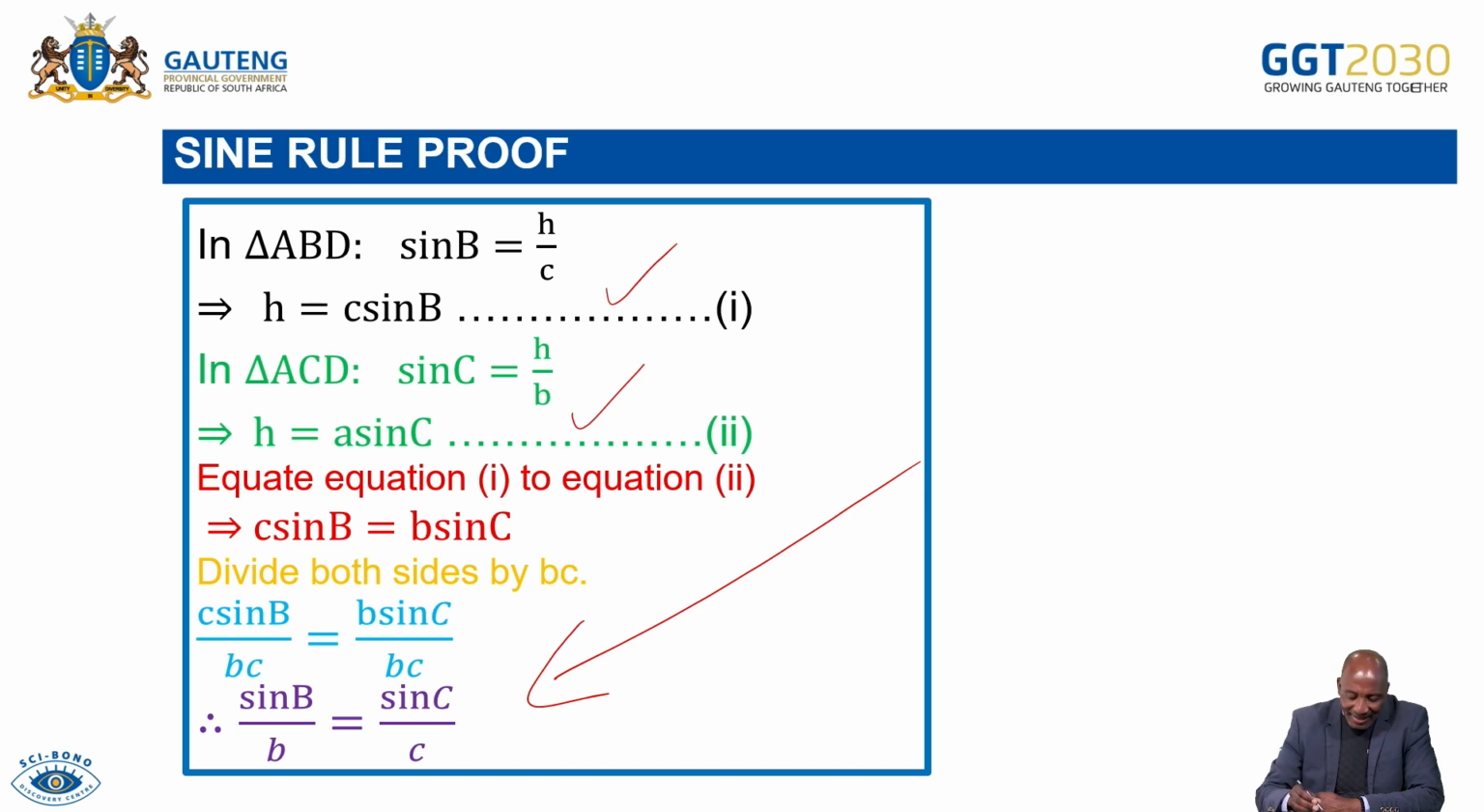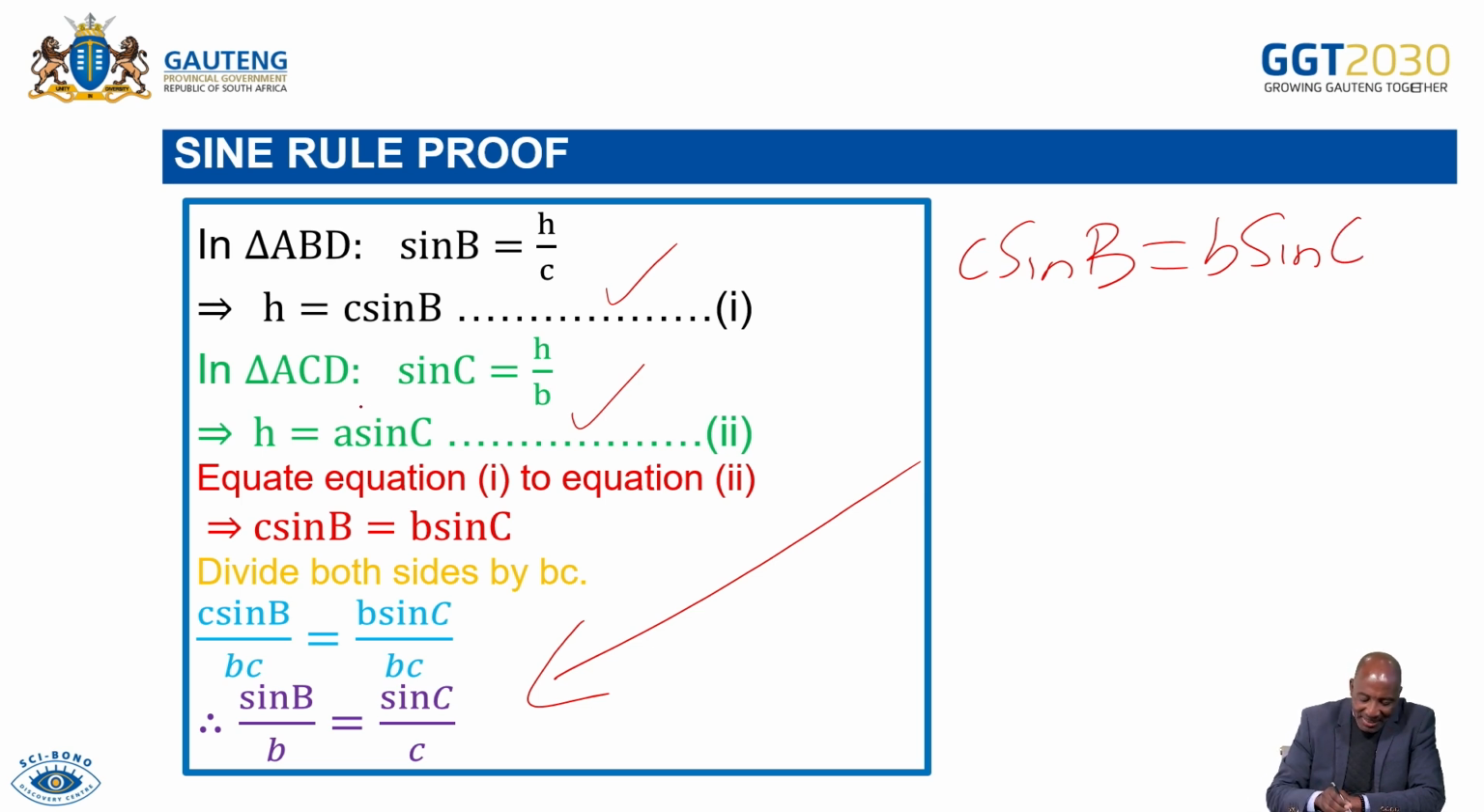You last said your H is equal to C sine of B, equal to B sine of C. This is actually B sine of C. Then from there, I'm going to divide both sides by C.